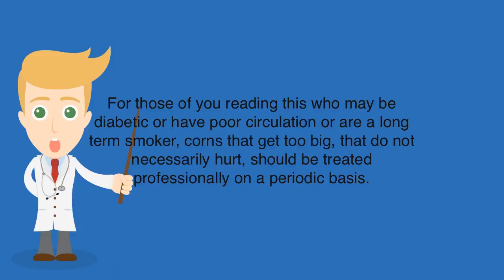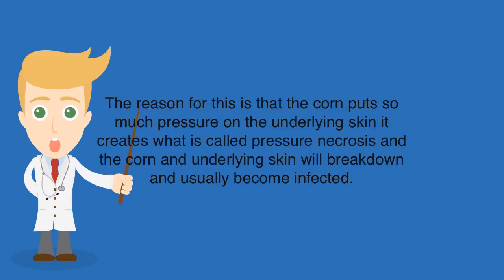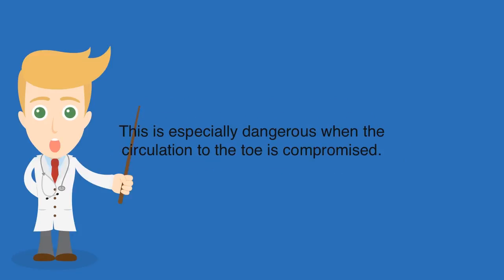For those of you reading this who may be diabetic or have poor circulation or are a long-term smoker, corns that get too big, that do not necessarily hurt, should be treated professionally on a periodic basis. The reason for this is that the corn puts so much pressure on the underlying skin it creates what is called pressure necrosis, and the corn and underlying skin will break down and usually become infected. This is especially dangerous when the circulation to the toe is compromised.